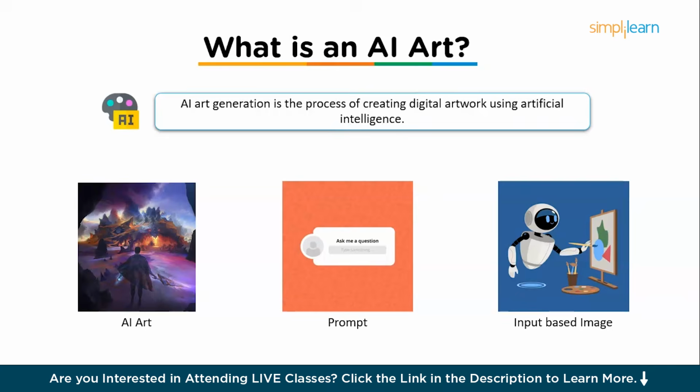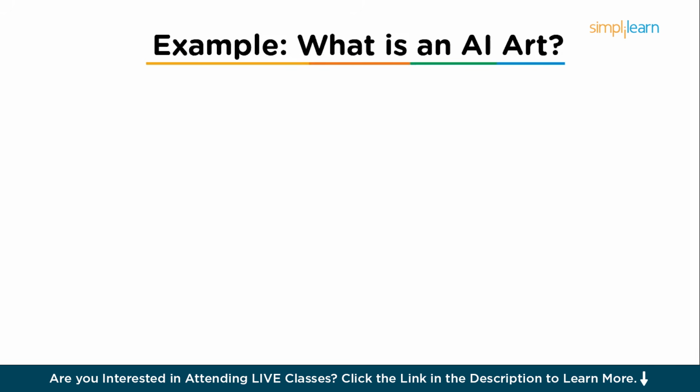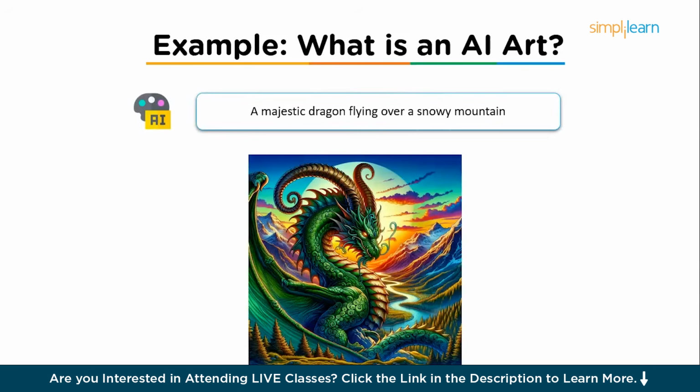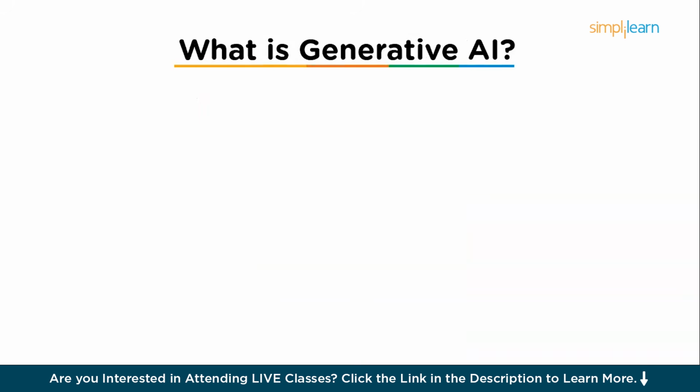Now, let's understand an example. If you type a majestic dragon flying over a snowy mountain, the AI will generate an image that matches this description, blending elements from different artworks it has learned from. This technology, known as generative AI, makes it easy for anyone to create art without needing artistic skills. Now, you must be wondering what is generative AI?